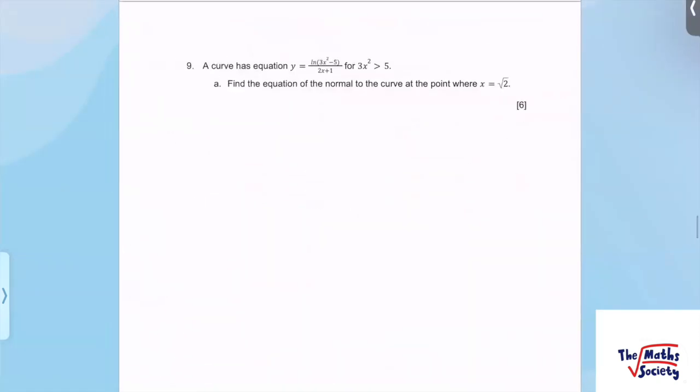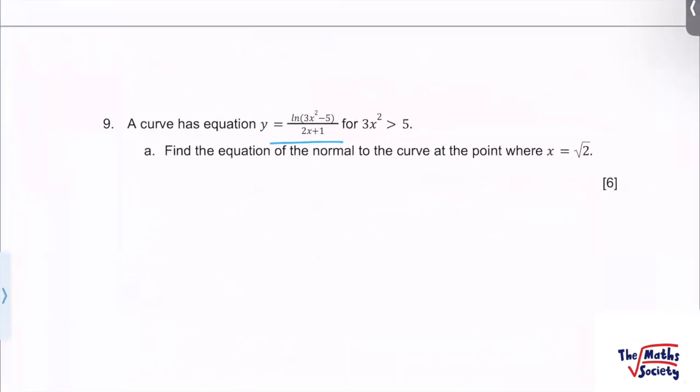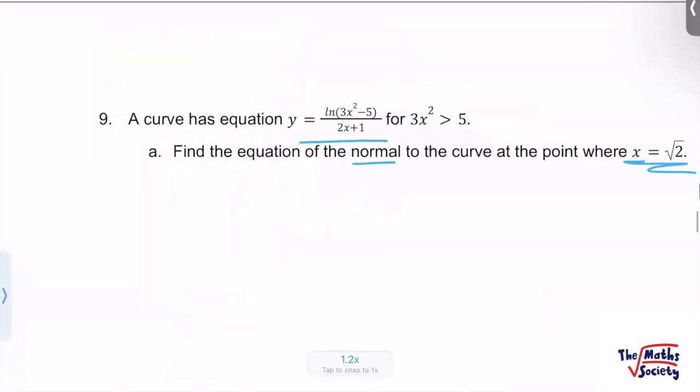And moving on to question 9, it says that a curve has equation y is equal to this equation, for 3x squared greater than 5. Find the equation of the normal to the curve at the point where x is equal to root 2. So we have y equals ln 3x squared minus 5.